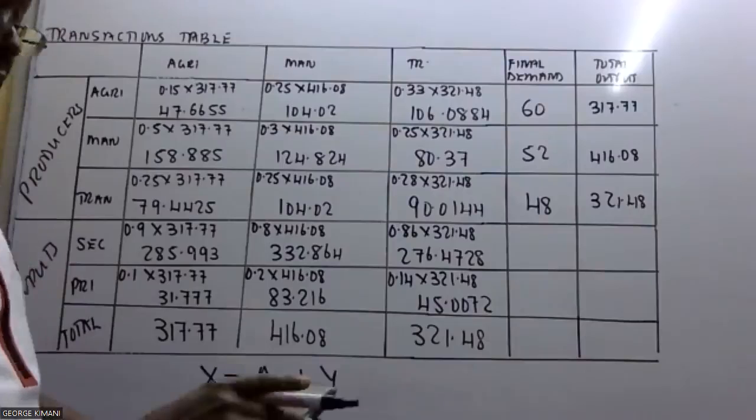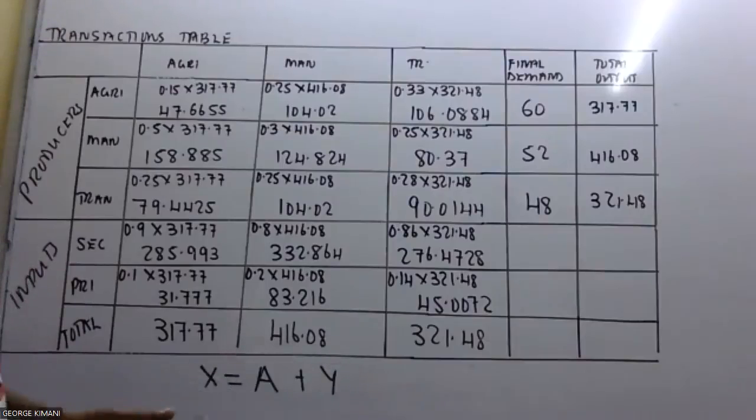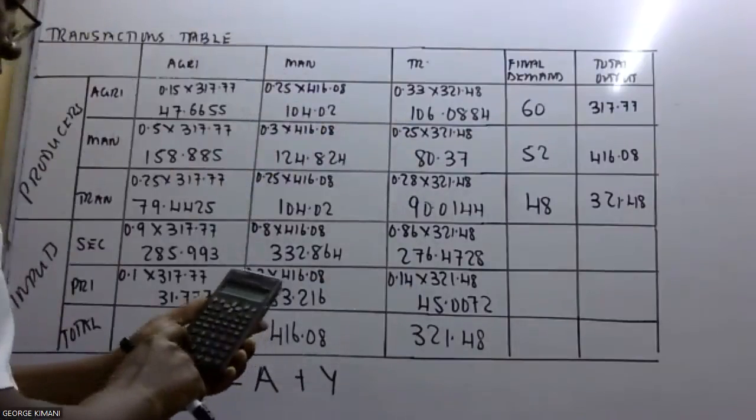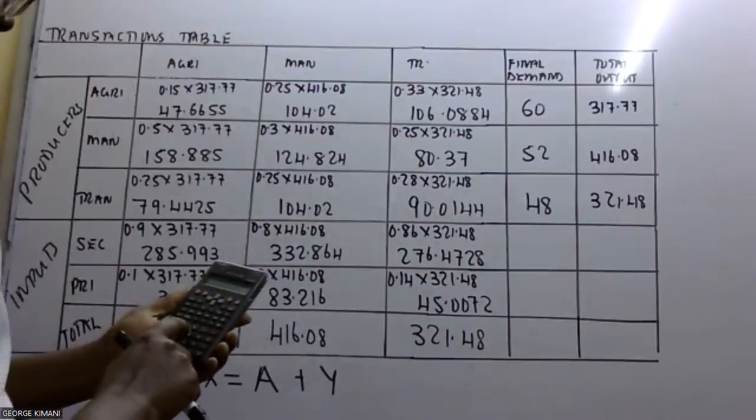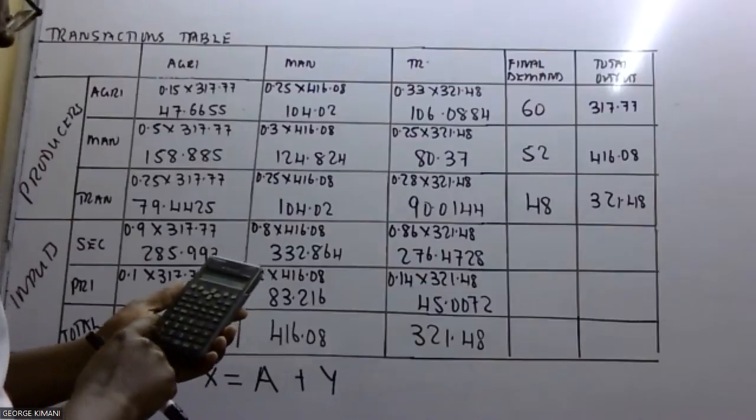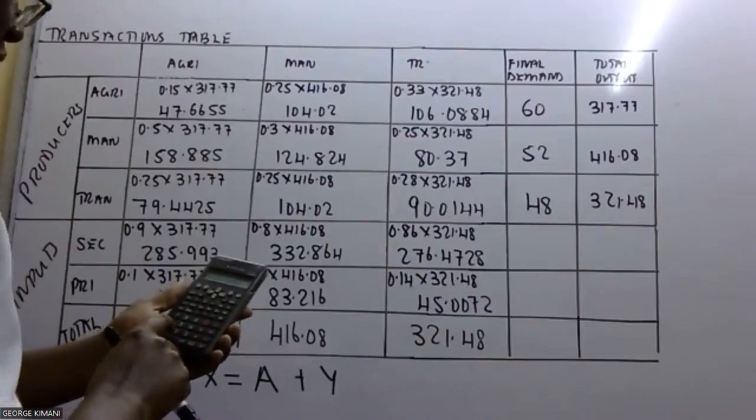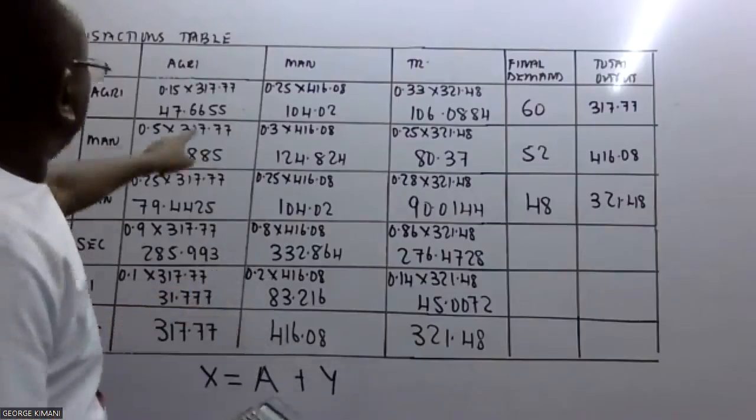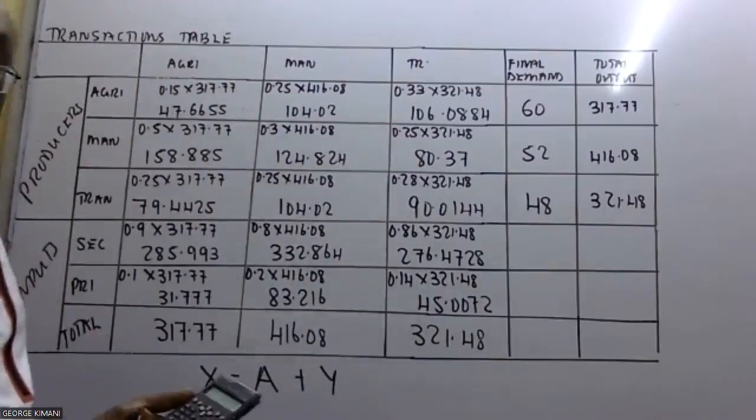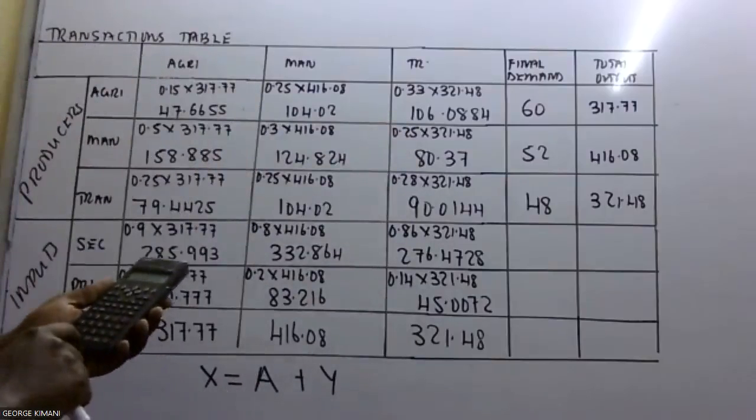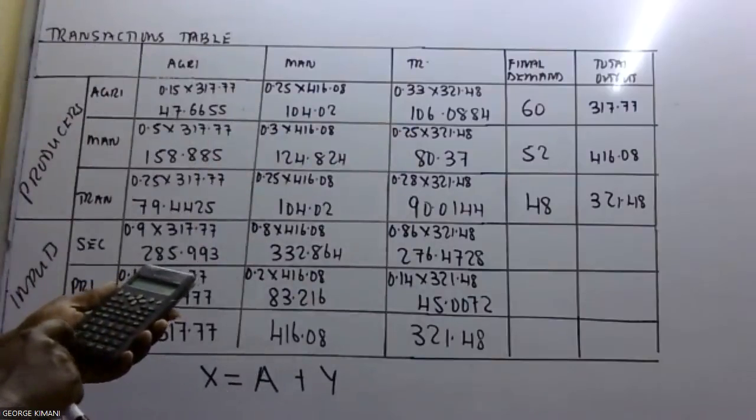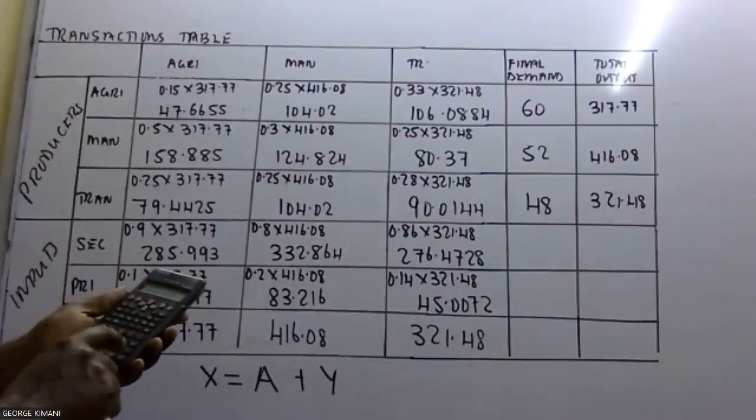Now pick up the calculator. I want to add this data. Say 47.6655 plus 104.02. We add this and this and this. Okay, plus 106.0884 equals.